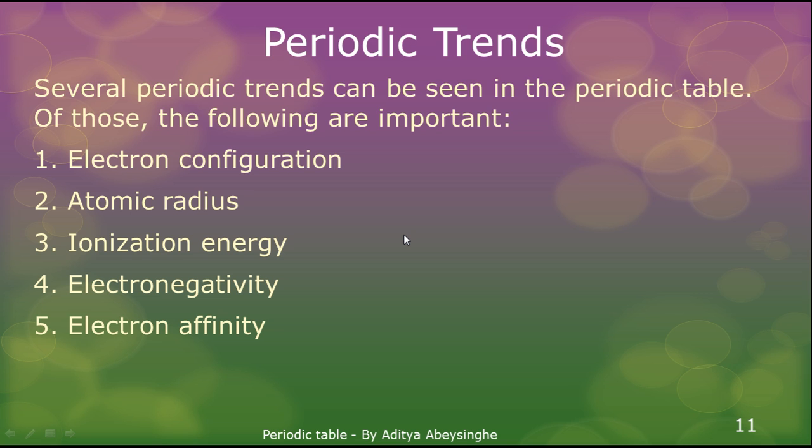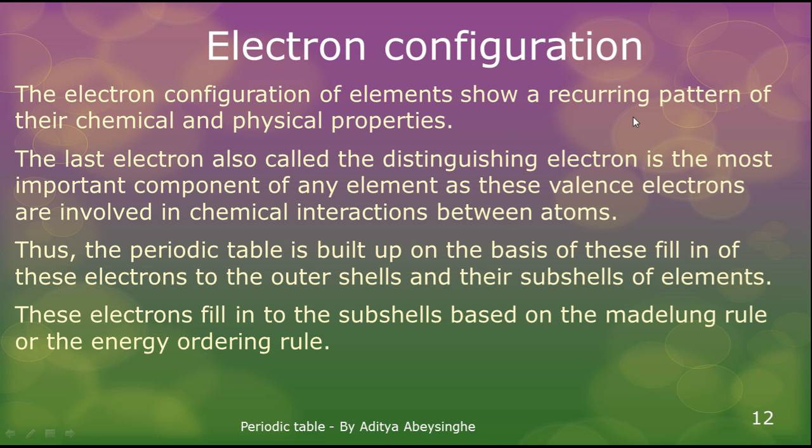The second important point is the atomic radius. Then we'll go to the ionization energy, the electronegativity, and the electron affinity. We'll discuss these in detail. You already know about the electron configuration, which was mentioned in another video. Now in this video I'm going to explain how the electron configuration is important when you consider the classification of elements across periods and groups.